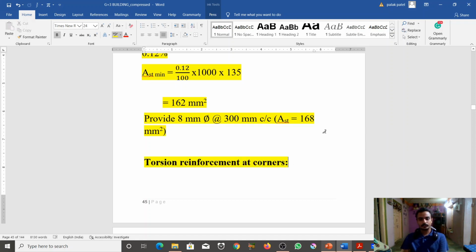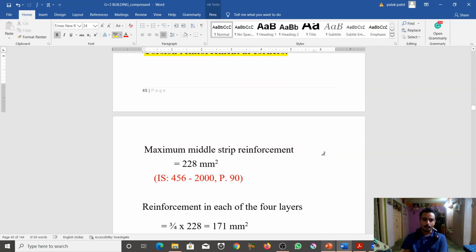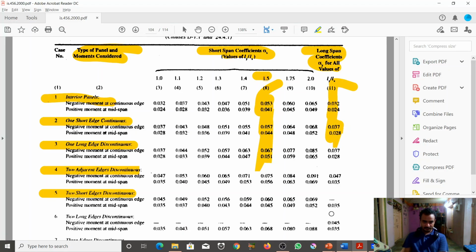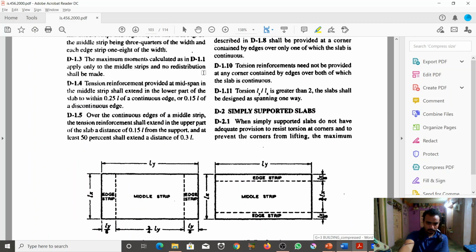Next, torsion reinforcement at corners. We need torsion reinforcement at a corner to resist torsion moment. Right now we can find out torsion reinforcement at the corner from page number 90, IS 456. It's 91.